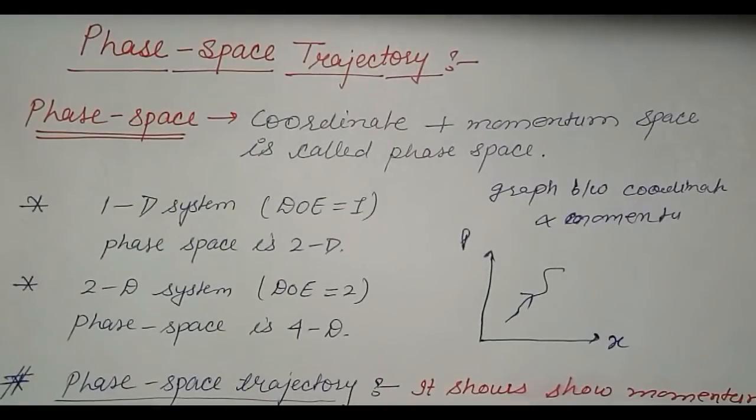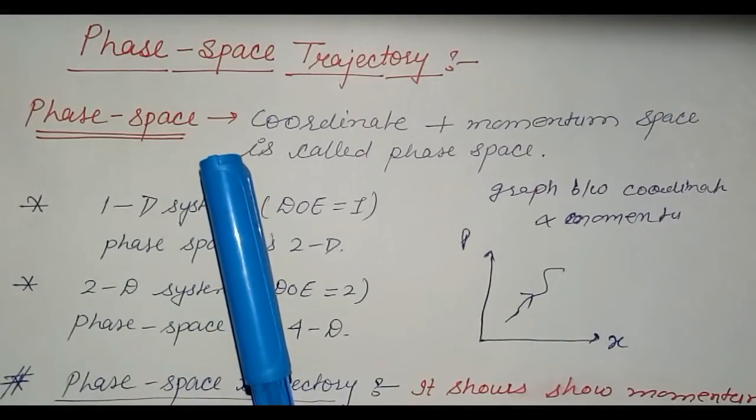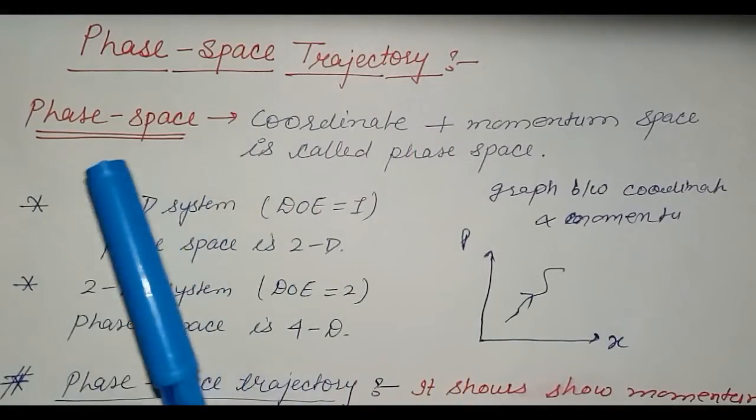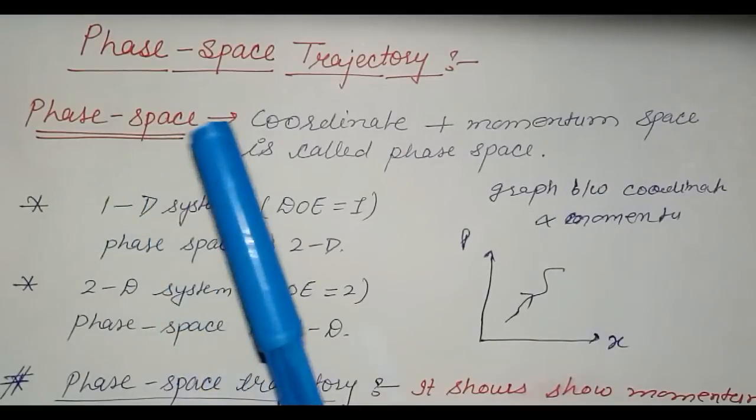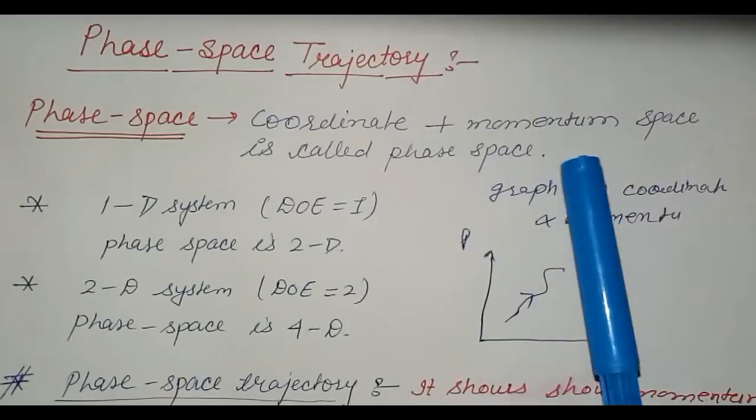Hello friends, today we are going to discuss phase space trajectory. It is a most important part of CSIR NET. Now first, what is a phase space? It's just coordinate plus momentum space, which is called phase space.